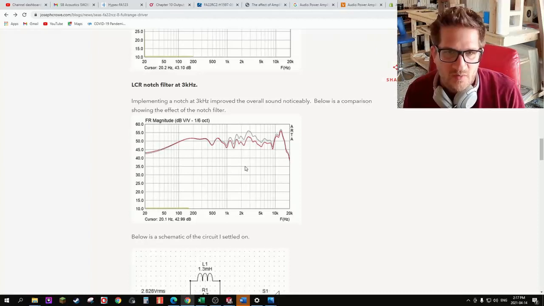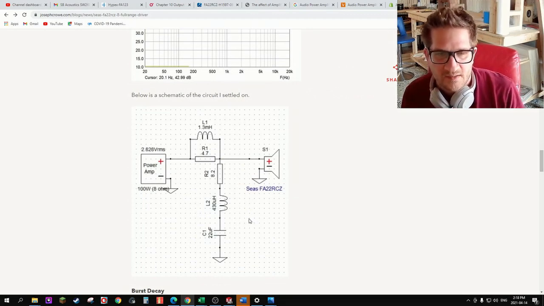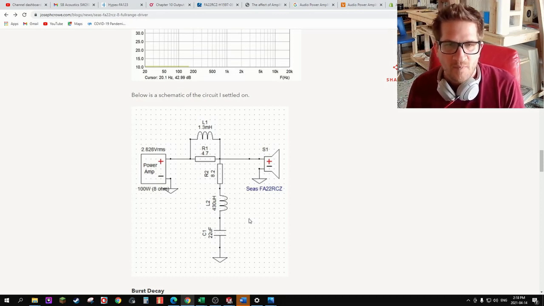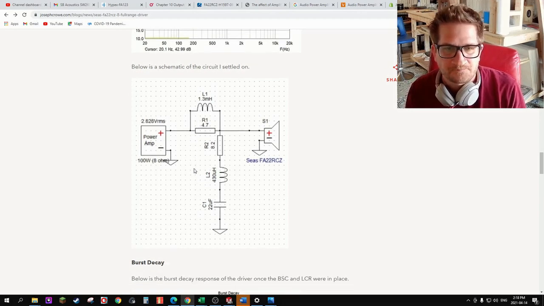I decided as well to implement an LCR notch filter on the 3 kilohertz peak, and you can see the before and after effect of that notch filter. Ultimately, this is what I settled on for a baffle step circuit and notch filter. I would strongly encourage you to experiment with the 4.7 ohm resistor to basically adjust the overall balance in the treble to your music and listening space.